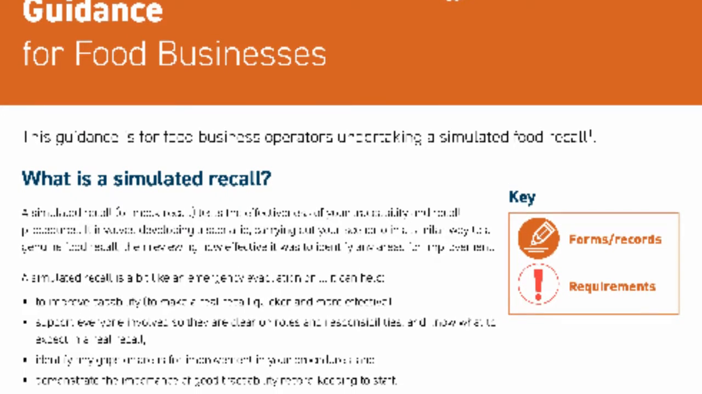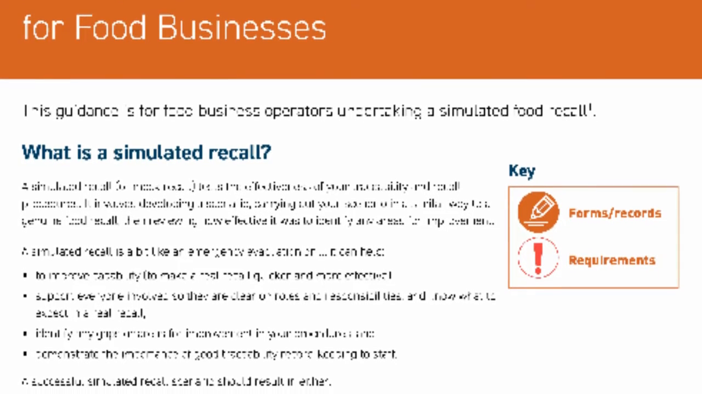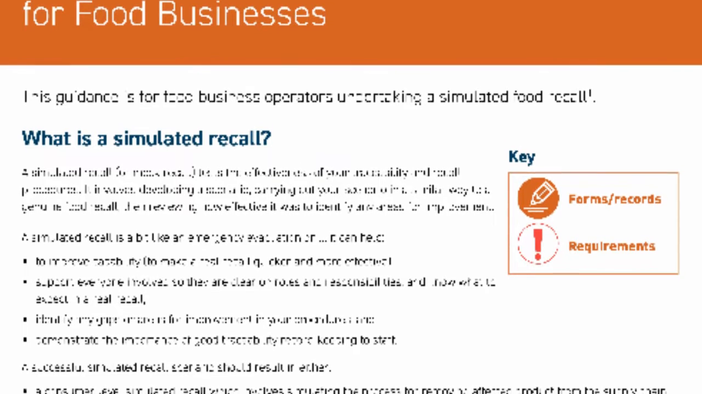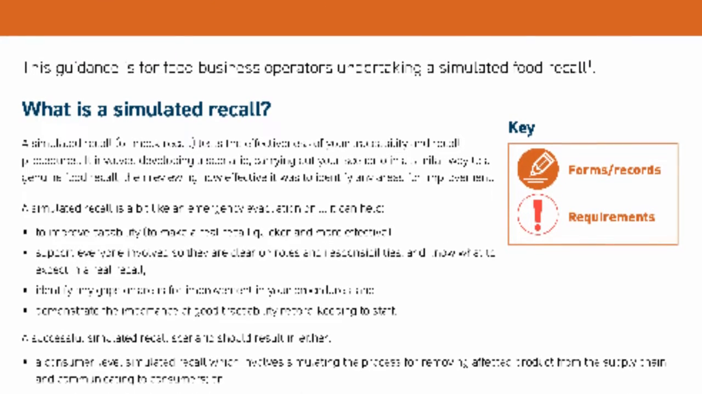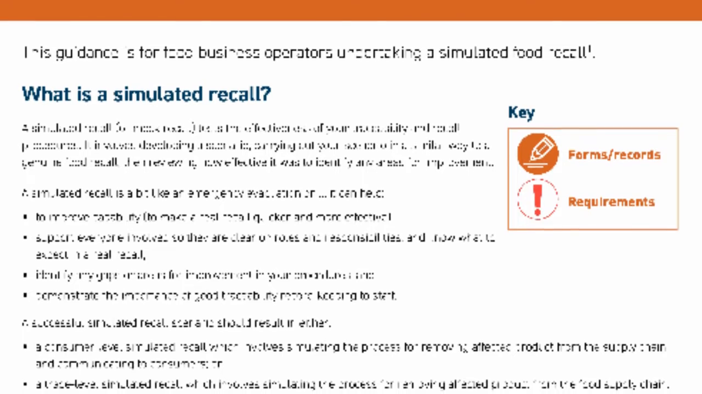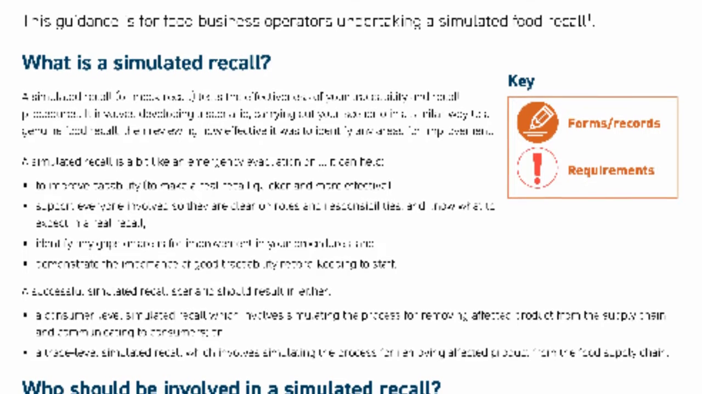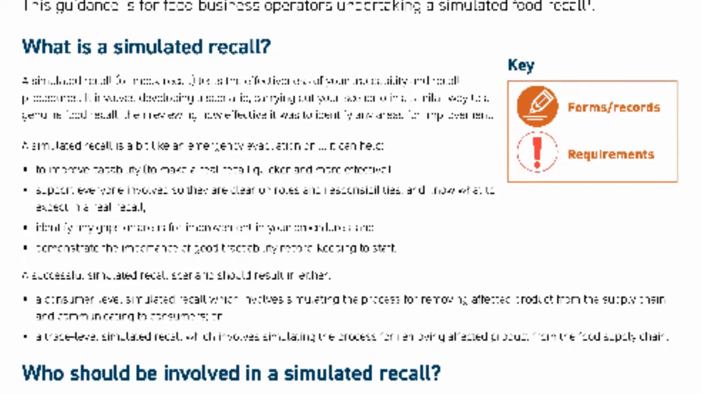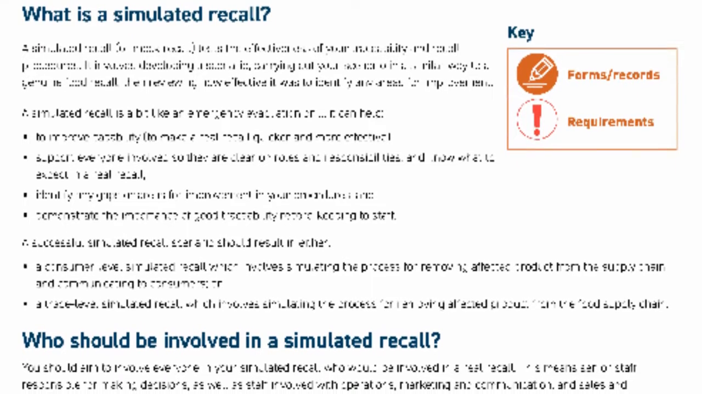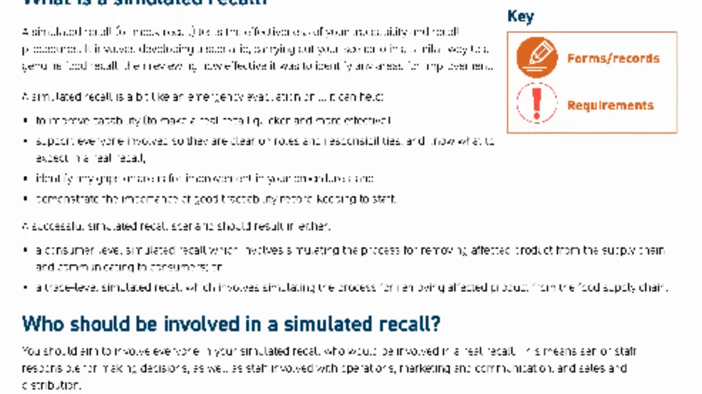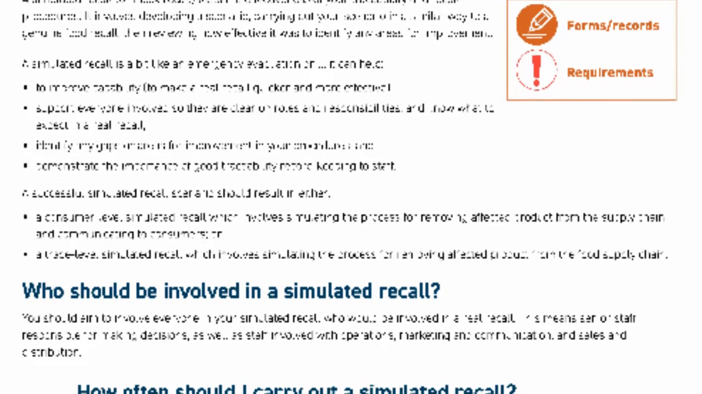It can help to improve capability, to make a real recall quicker and more effective, support everyone involved so they are clear on roles and responsibilities and know what to expect in a real recall, identify any gaps or areas for improvement in your procedures, and demonstrate the importance of good traceability record keeping to staff. A successful simulated recall scenario should result in either a consumer-level simulated recall, which involves simulating the process for removing affected product from the supply chain and communicating to consumers, or a trade-level simulated recall, which involves simulating the process for removing affected product from the food supply chain.